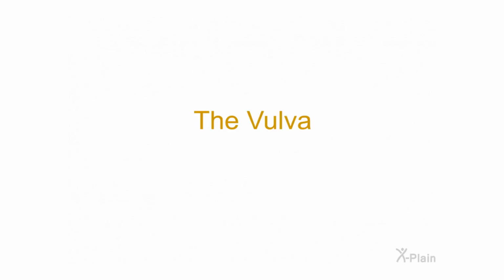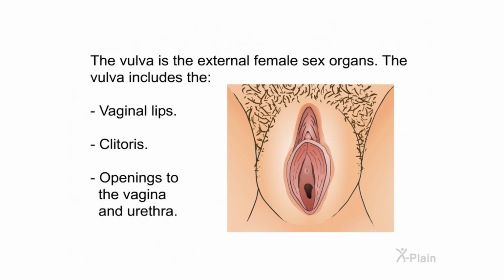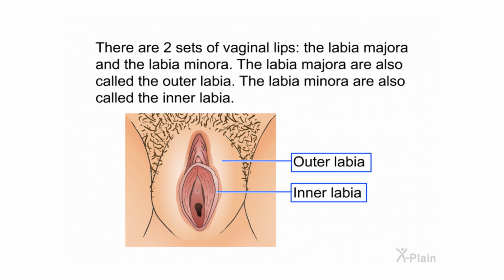The vulva. The vulva is the external female sex organs. The vulva includes the vaginal lips, clitoris, openings to the vagina and urethra. There are two sets of vaginal lips, the labia majora and the labia minora. The labia majora are also called the outer labia. The labia minora are also called the inner labia.